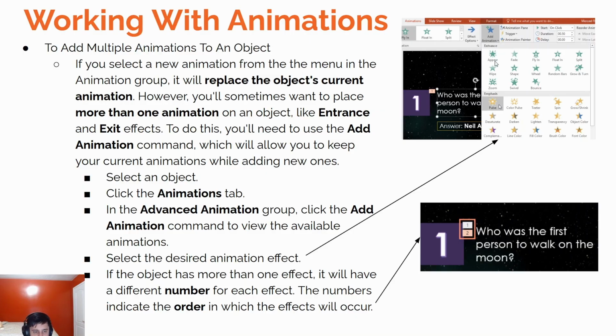So again, we select an object, click the Animations tab, then in the Advanced Animation group, click the Add Animation command to view the available animations. Then we simply select the desired animation effect. Now if the object has more than one effect, it will have a different number for each effect, and the numbers will indicate the order in which the effects will occur.